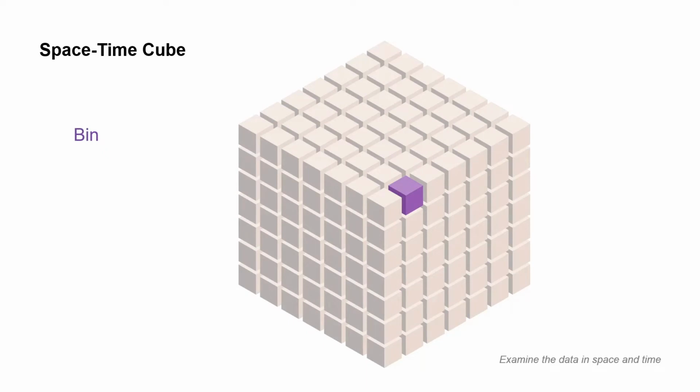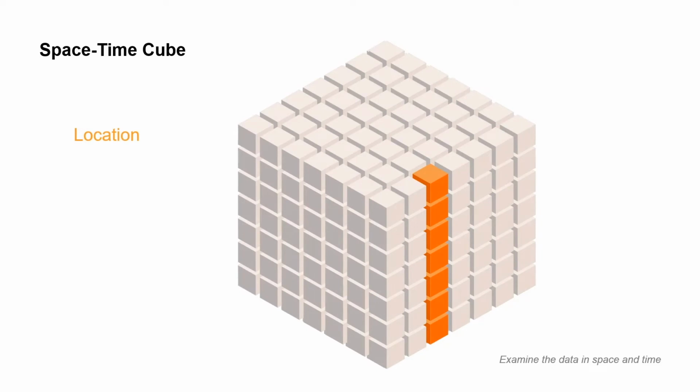The cube is made up of space-time bins. Each individual square in the cube is called a bin. In our case, each bin represents a particular county for a particular time period. Now, when you create the cube, as you'll see, you determine the extent of the time period, if it's a week, if it's a month, or something else.